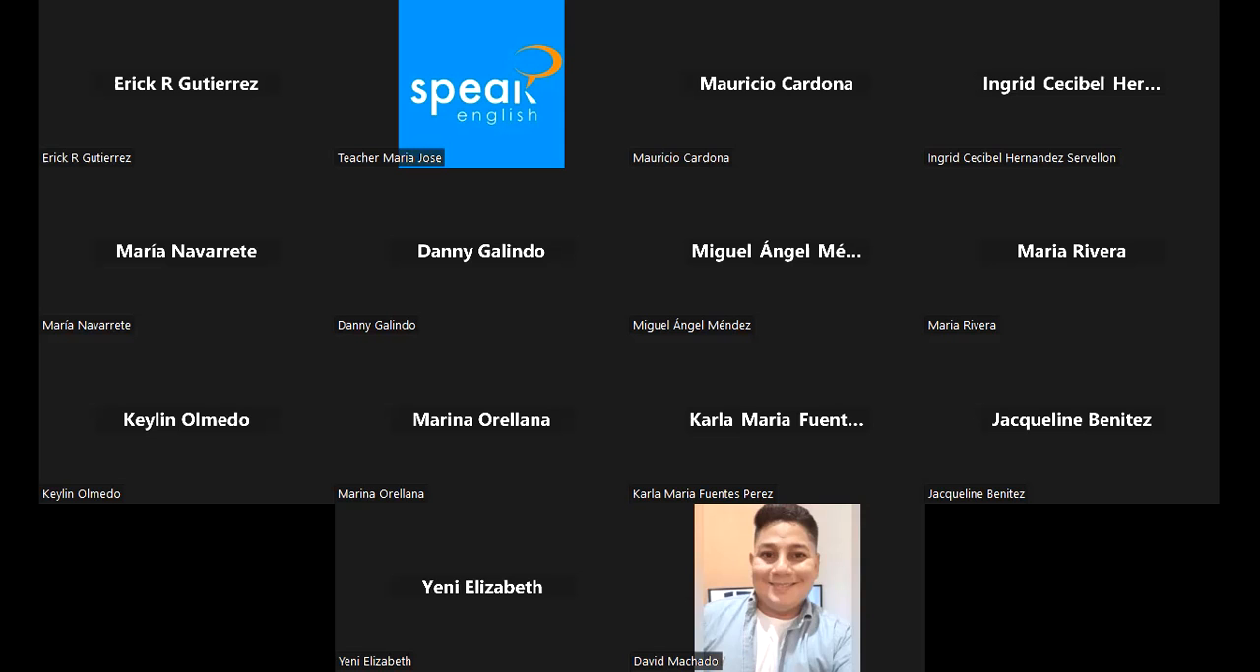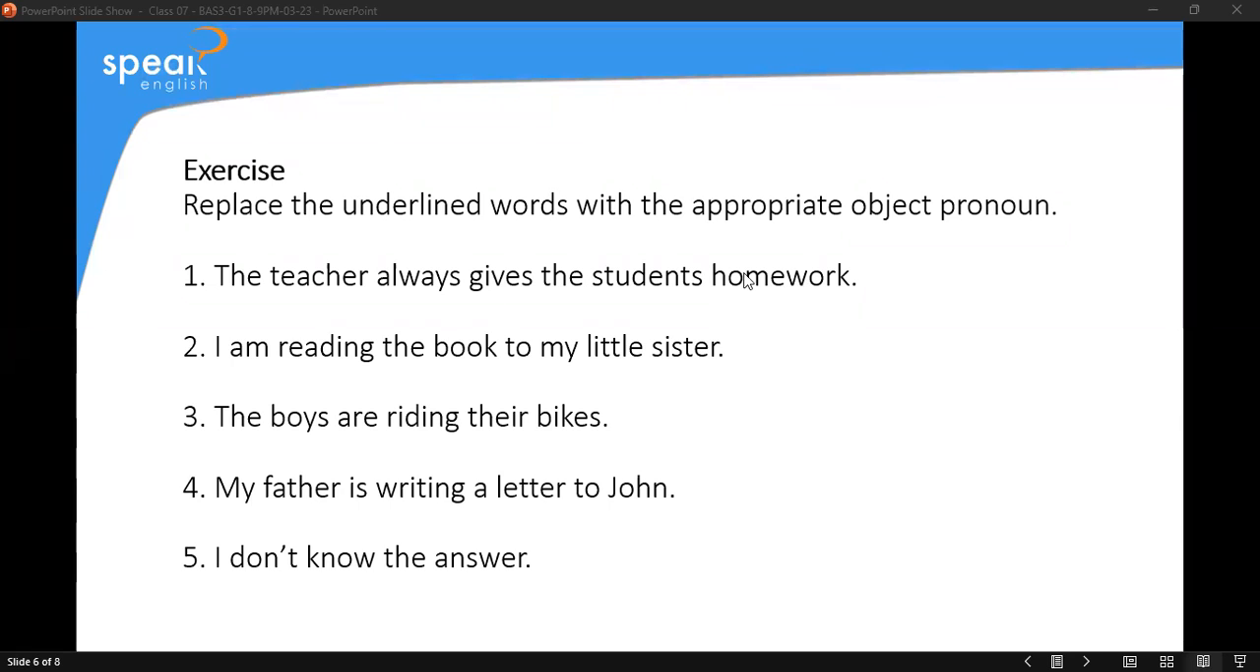Now that I showed you that, the next activity should be easier because now you know how to identify the objects in the sentence. In the previous activity, we identified that the object in this sentence is a student, so we changed that for the correct object pronoun, in this case, them. The teacher always gives them homework. Now let's see if you can do it.